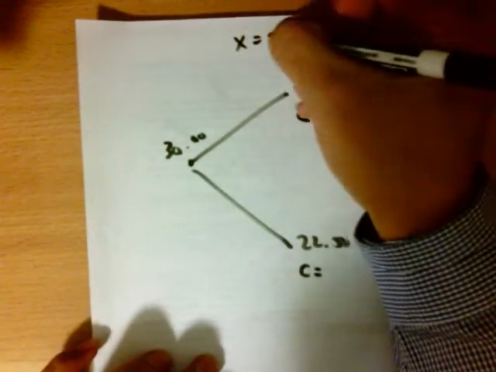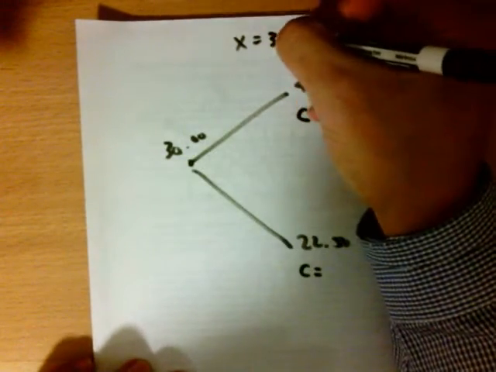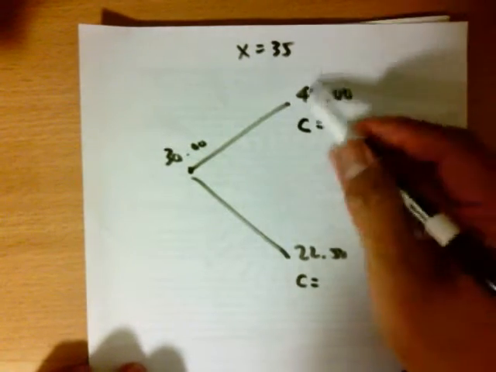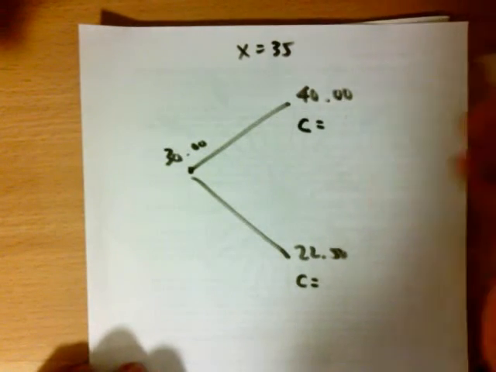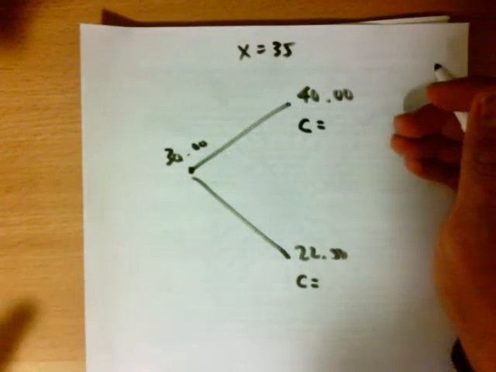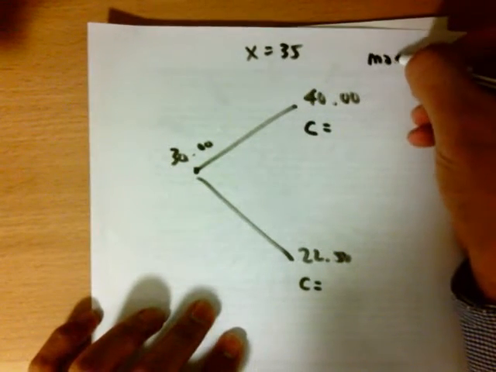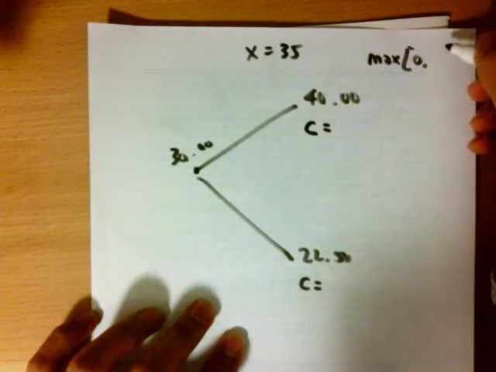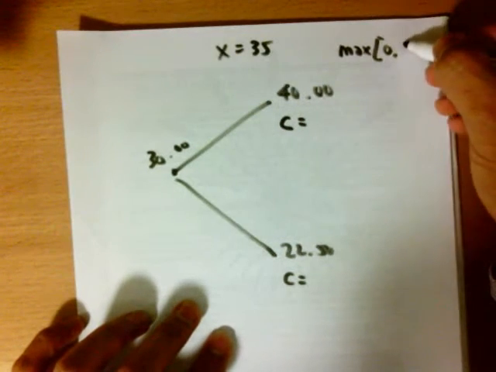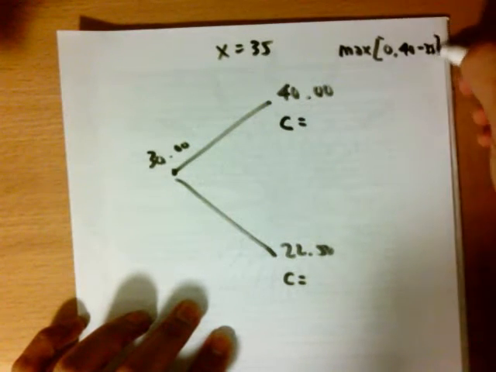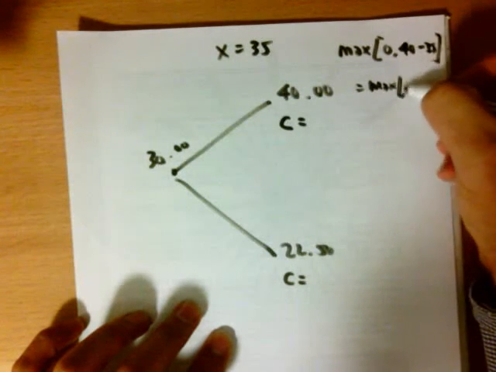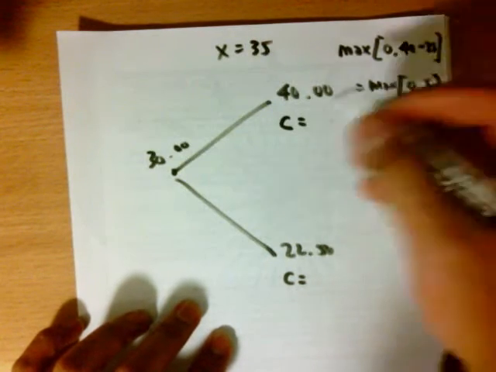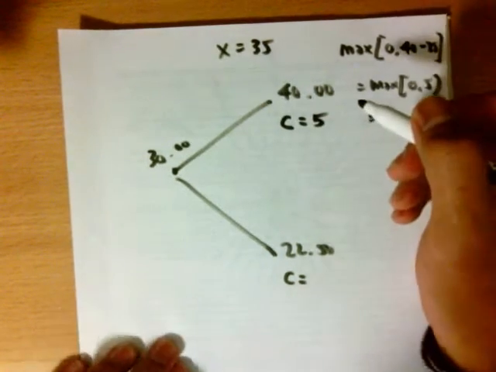From the previous problem, we know that the exercise price is $35. What is the value of the call option if the stock price takes a value of $40? Remember, this is a call option, so the value of the call option is the maximum between 0 and S minus X. S is $40, X is $35, so that's the maximum between 0 and 5. Which is bigger, 0 or 5? It's 5. So the value of the call option is 5.